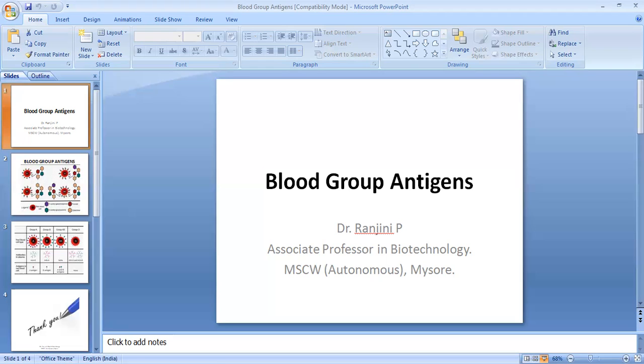So these antigens which are present on the surface of the RBCs may be proteins, carbohydrates, or glycoproteins or glycolipids. Depending on the blood group system, you have this type of antigens. Some of these antigens are also present on the surface of other types of cells of various tissues.